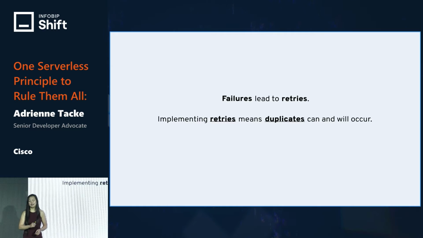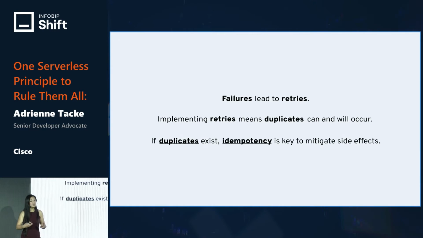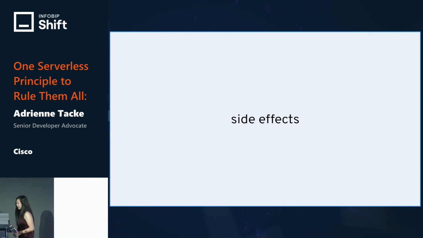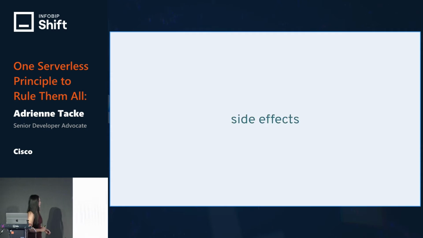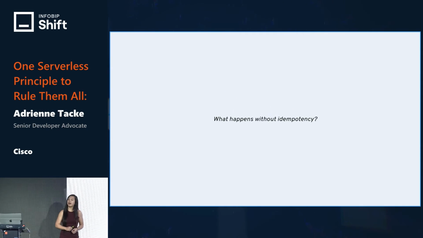So understanding that, we know that if duplicates exist, then idempotency is key to mitigate side effects. So side effects, what kind of side effects could those possibly be? Well, let's think about what happens without idempotency.